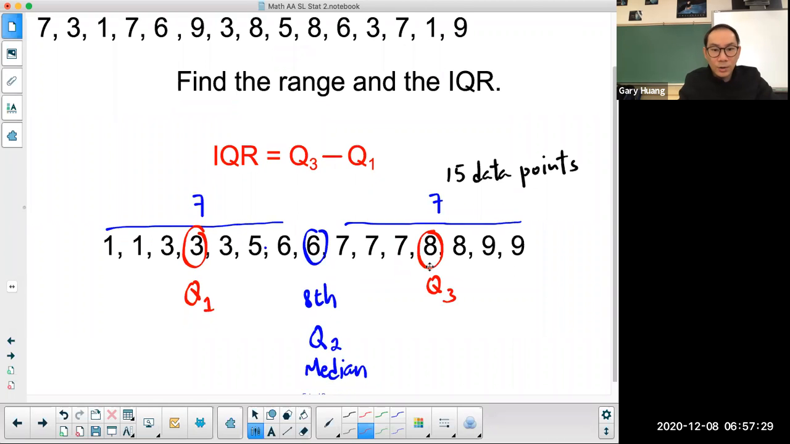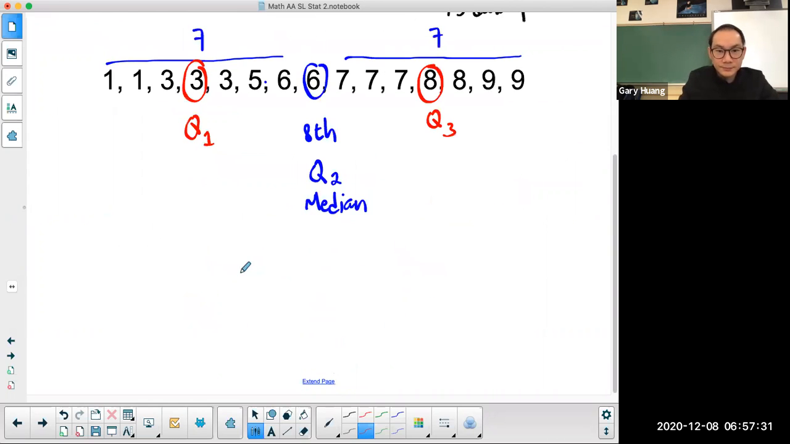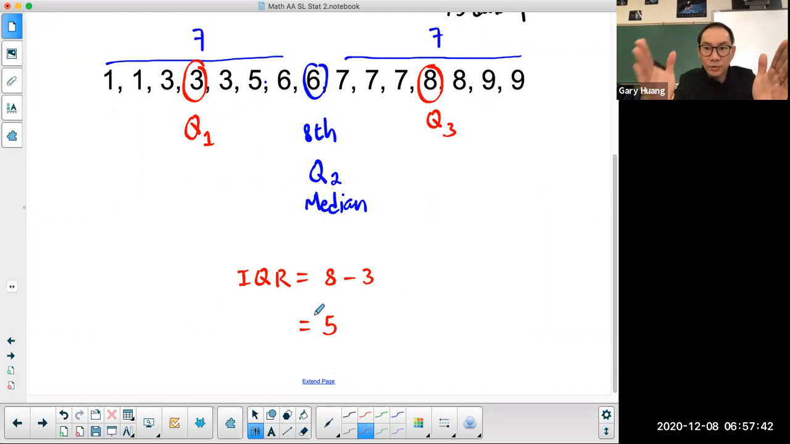So the IQR would therefore be 8 minus 3, which is 5. So the middle 50% from the first quarter to the third quarter has a difference of 5.